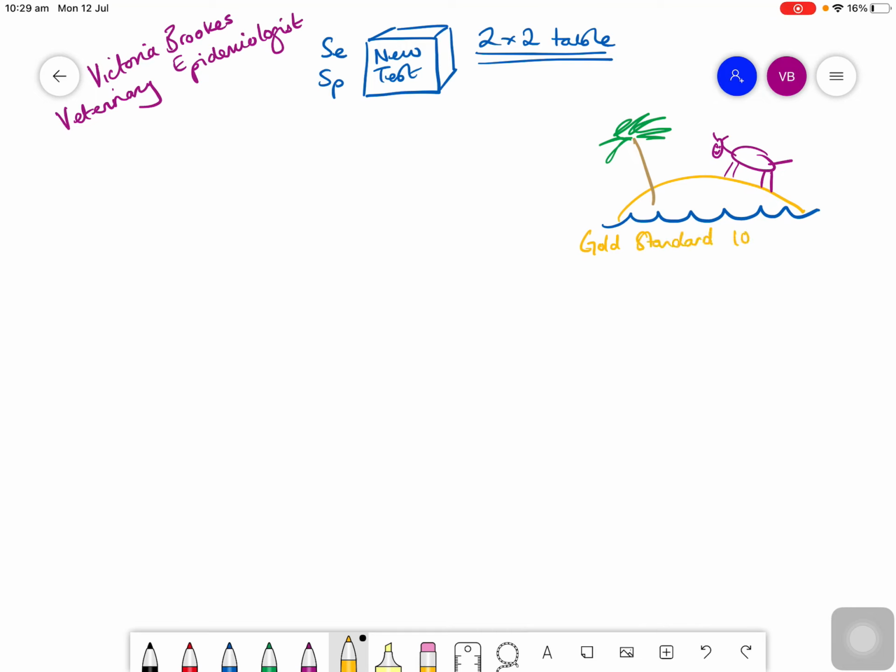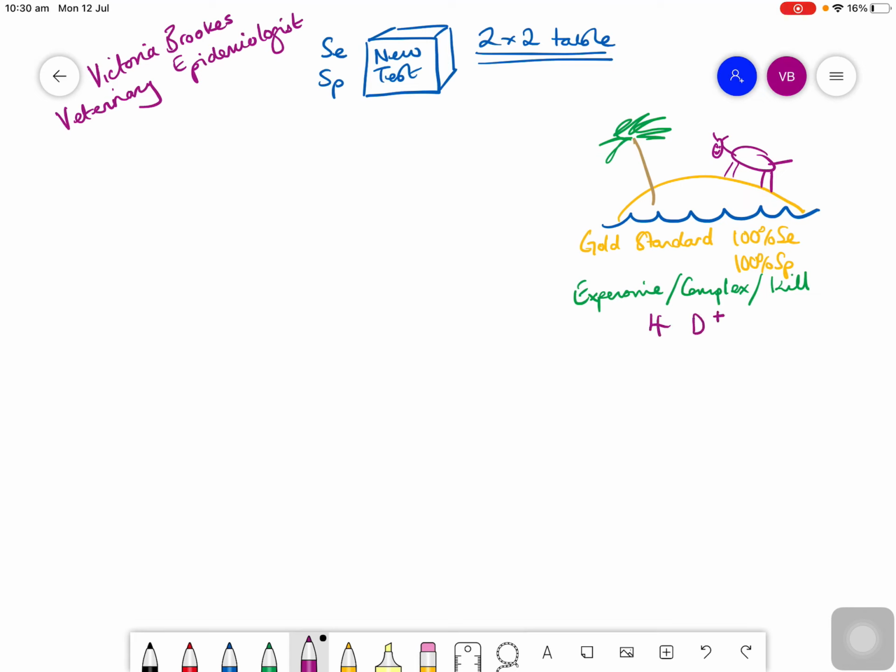And a gold standard test has 100% sensitivity. So an animal that's positive will always test positive, and it has 100% specificity. So an animal that is negative will always test negative. So you might be wondering, well, why don't we use this gold standard test anyway, carry on using that one? Well, often they are expensive or they might be complex, so the test results could take a long time to come back, or you might need to kill your animals because your gold standard test is actually a post-mortem.